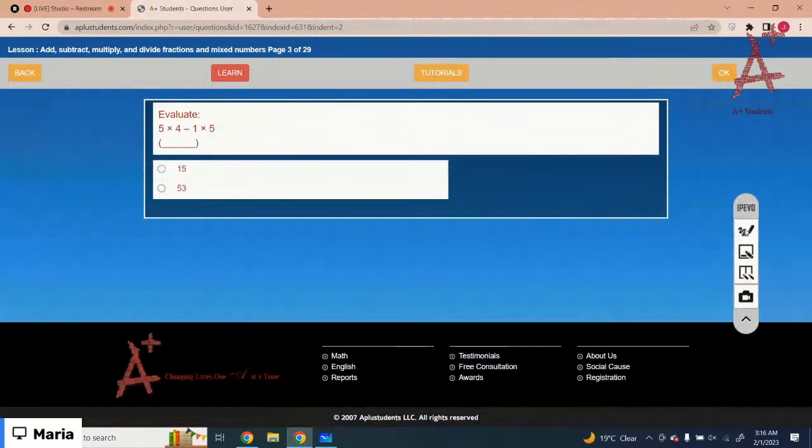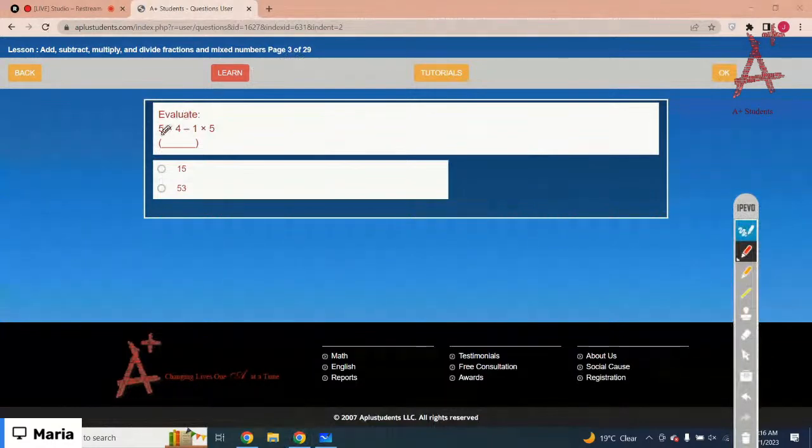So multiplication has the higher priority. Go from left to right. So just do 5 times 4. 5 times 4 is 20, and then you're left with 1 times 5. Now again, multiplication has a high priority, so just do multiplication. It would be 20 minus 5, since 5 times 1 is 5. Now you're left with subtraction, so just subtract: 20 take away 5 equals, very good, 15. So the correct option is 15.